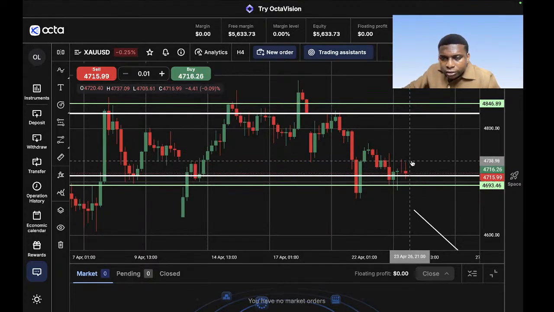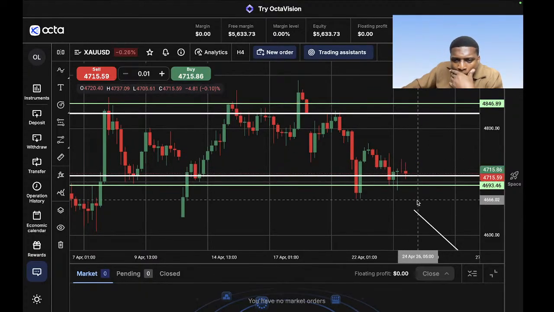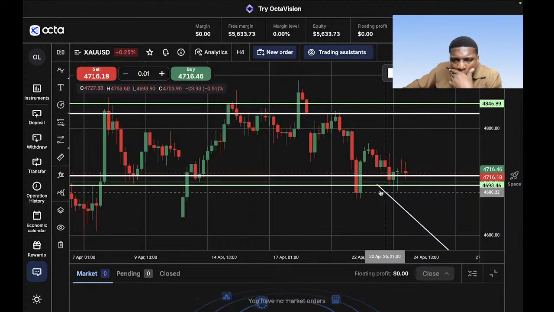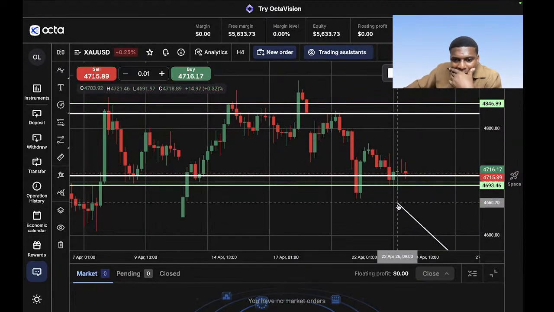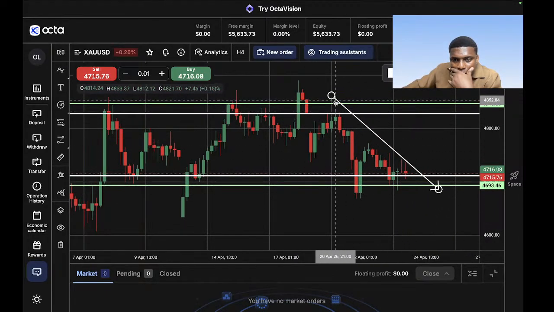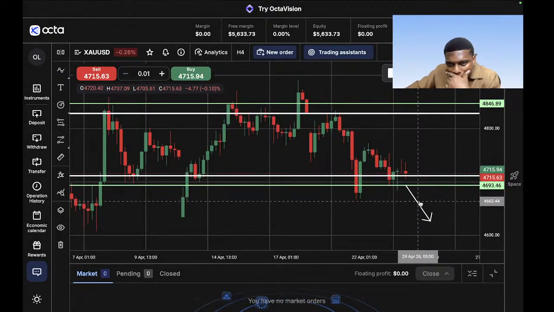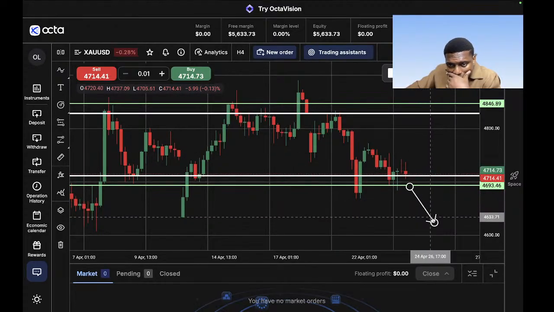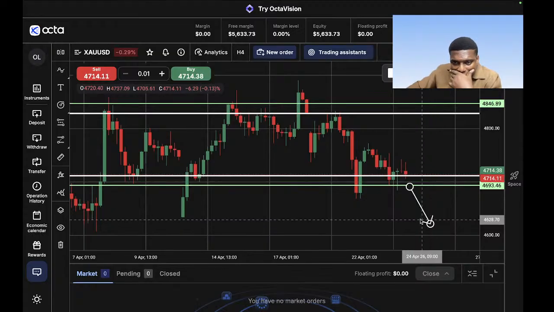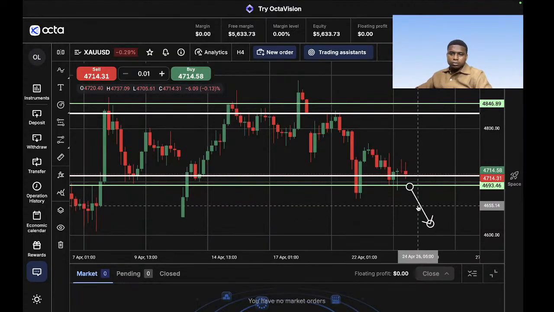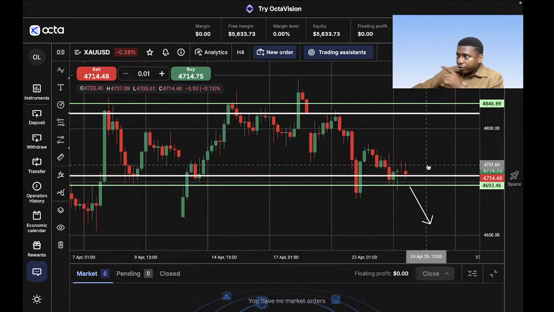Now, looking at this, the likelihood that price will drop further is very high. Okay, the likelihood is very, very high.